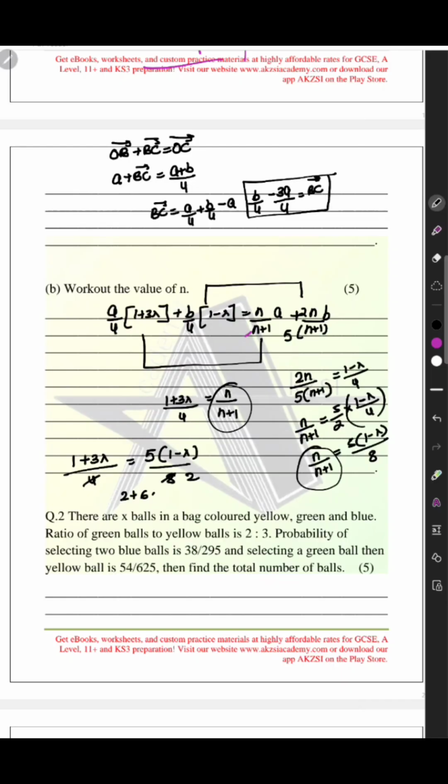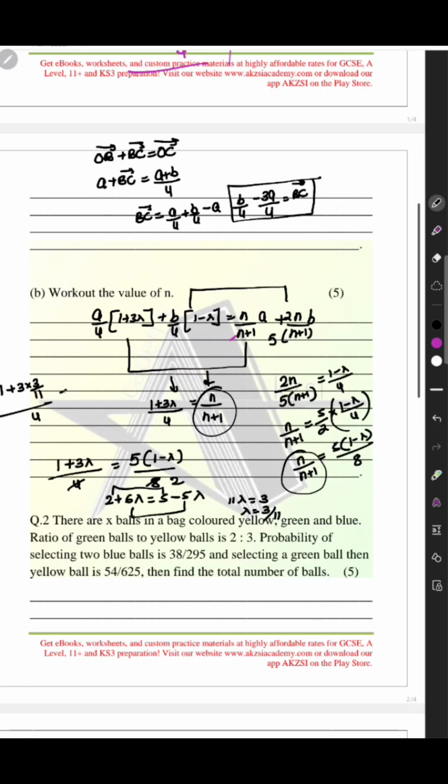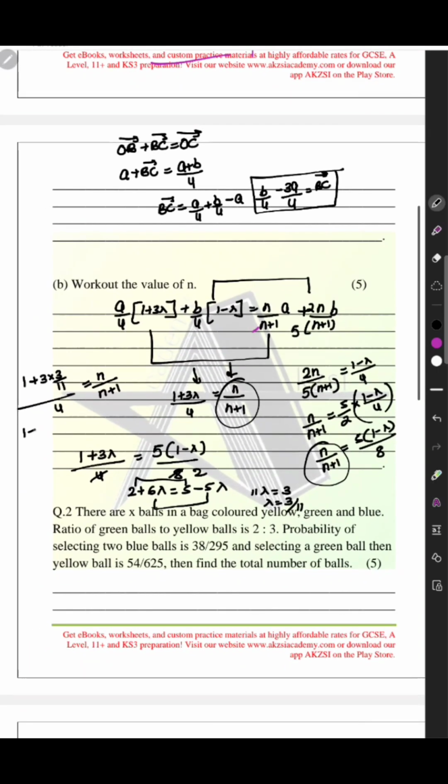2 plus 6 lambda is equal to 5 minus 5 lambda. Bring it here, bring it here. 11 lambda is equal to 3 and lambda is equal to 3 by 11. But we have to calculate the value of n, so just put it here in this equation. So 1 plus 3 times 3 over 11, over 4, is equal to n over n plus 1. That would be 1 plus 9 by 11 over 4 is equal to n by n plus 1. It's a bit messy. I'm just writing here.